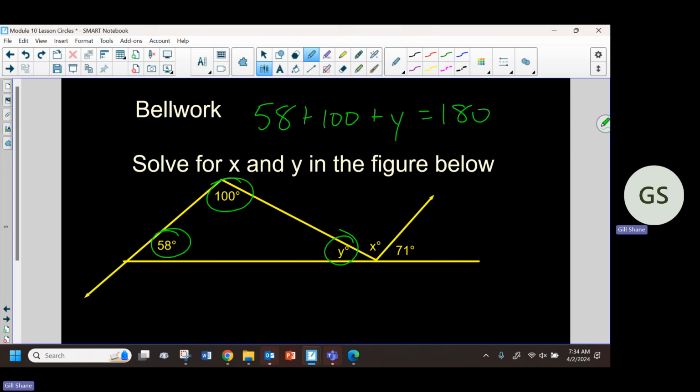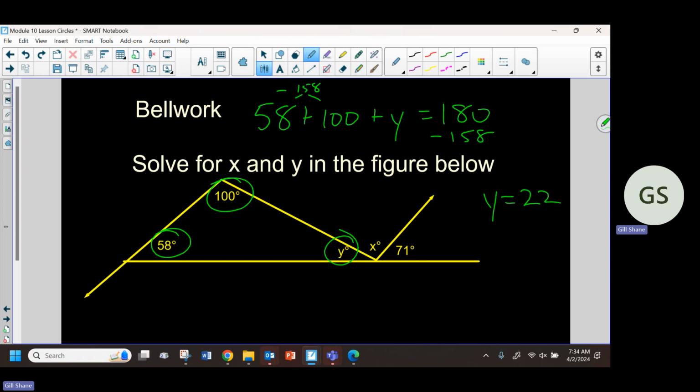Now, if there's only one variable, like in this case, we can solve an equation with only one variable. So again, Lennon already told us, if you just add these two things up, that would be 158. In order to solve it, we would subtract 158 from that side, subtract 158 from that side. So I'm just going to write down here: y is 22 degrees. That's the first piece, the first variable.